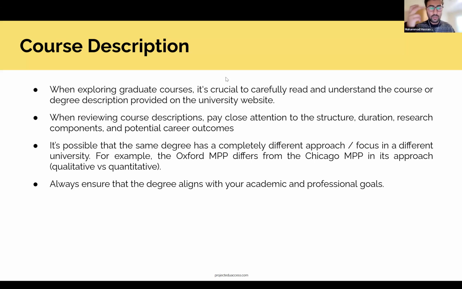As an example, an Oxford MPP might be different from a Chicago MPP. One is a qualitative-driven policy analysis approach, and Chicago takes a more quantitative, economics-based approach. So if you know your needs, if you know what you're aiming for, if you know what you're looking for, first ascertain that yourself.